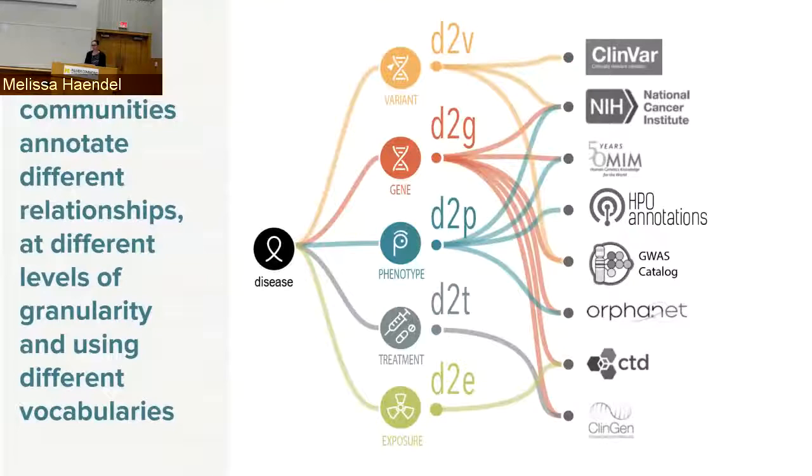So I wanted to follow up on the craziness of that and why we need a model. This is the real example of what the Mondo community is going to be working on. Different communities annotate different relationships at different levels of granularity using different vocabularies because there is no model of disease. So ClinVar annotates diseases to variants. The National Cancer Institute annotates diseases to genes. We annotate diseases to phenotypes here in the Monarch Initiative.